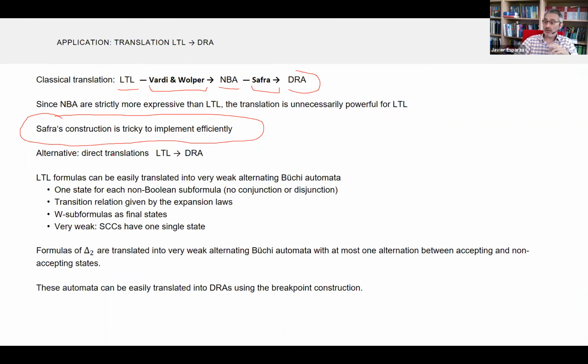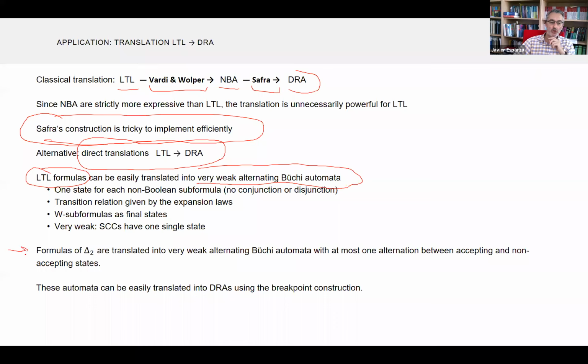So there has already been work, and we have work also, and Salomon in particular has done a lot of work on direct translations from LTL to DRA. What we give in the paper is a translation which exploits the normal form. A way to translate LTL to DRA is to go through very weak alternating Büchi automata. You may know that it is possible to translate LTL formulas, and this is a syntactic translation, extremely easy, into very weak alternating Büchi automata. Linear blow up, purely syntactic, everything is fine.